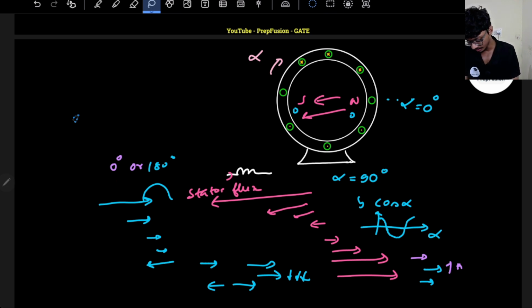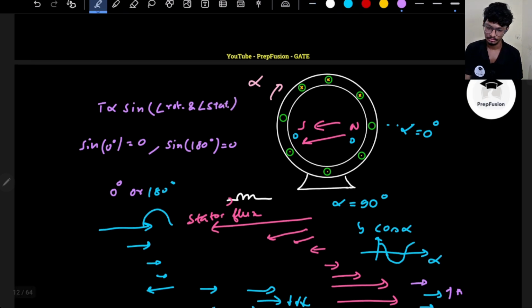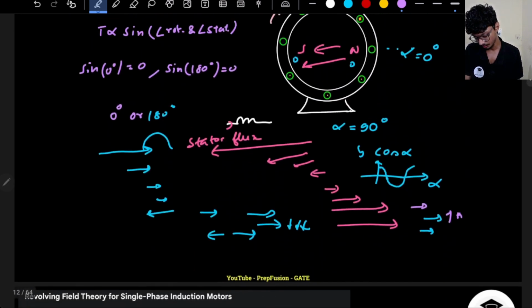So what is the sine of 0? Sine of 0 is simply 0. Sine of 180 is simply 0. So the torque produced will be 0 because torque is proportional to sine of the angle between the rotor flux and stator flux. I hope now you have understood this point.